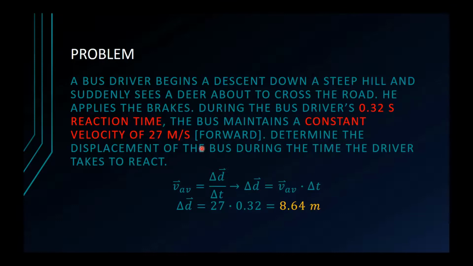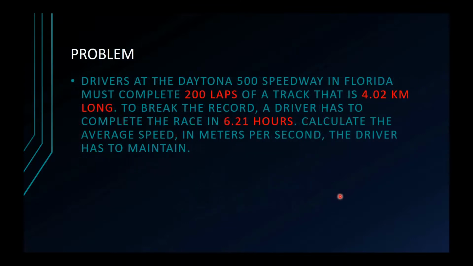So if you want to find the displacement, you have to use this given formula and rearrange it. So multiply delta t on both sides so that you end up with this formula. And plugging in these values for your constant velocity of 27 meters per second and time interval of 0.32 seconds, you end up with 8.64 meters. So the bus actually travels 8.64 meters in this short reaction time. Let's do another problem.